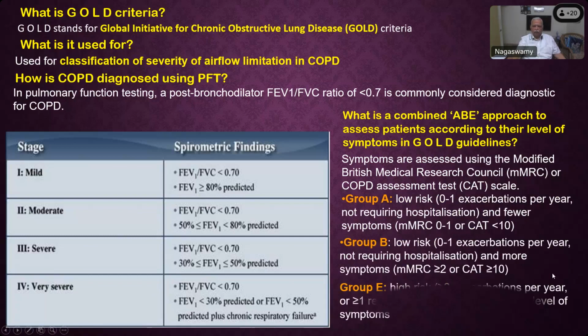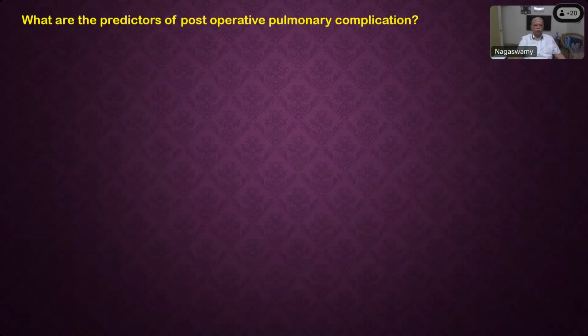And the last one is group E, which is high risk: 2 or more exacerbations per year, or at least 1 requiring hospitalization, with any level of dyspnea symptoms. So this GOLD approach is indirectly connected to these 3 groups to assess the severity, which is more useful from the preoperative assessment point of view. What are the predictors of postoperative pulmonary complications in a patient with COPD?